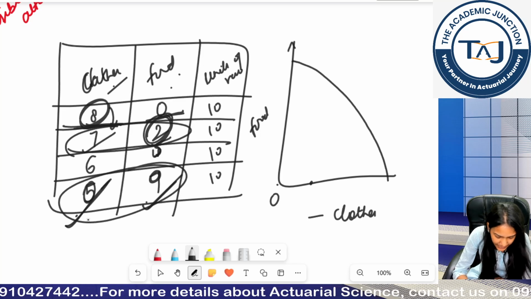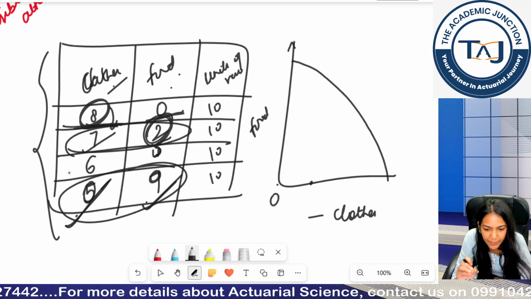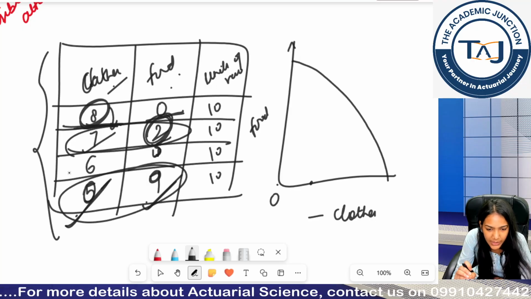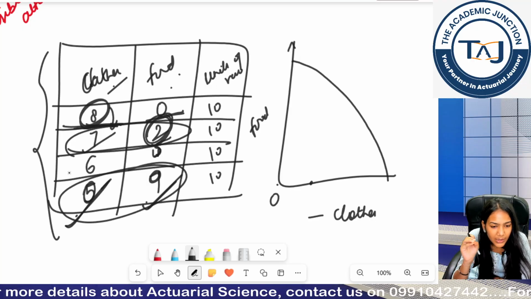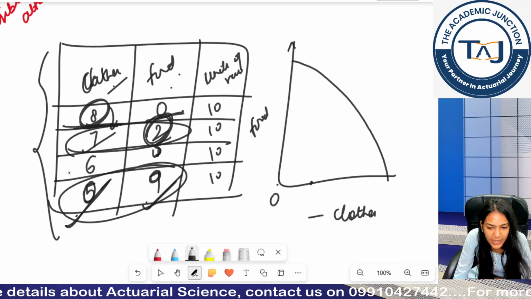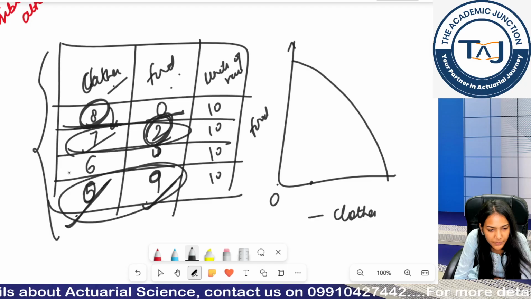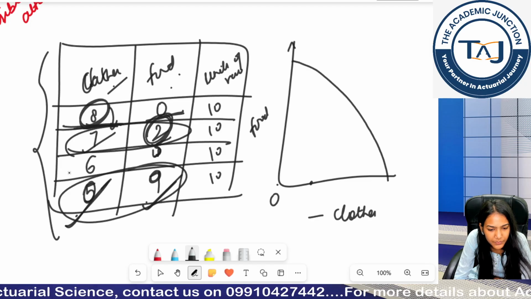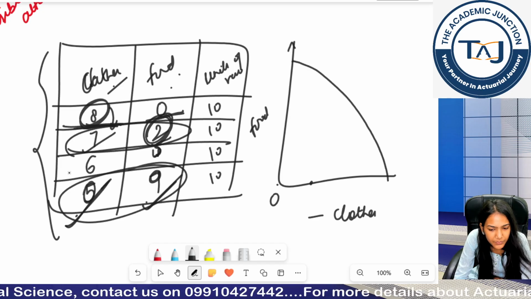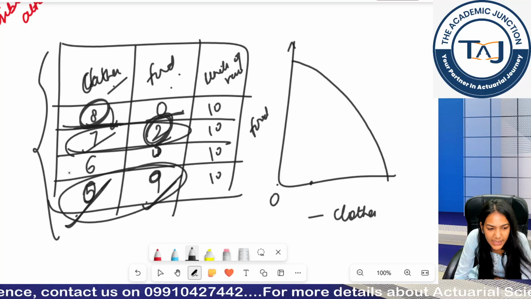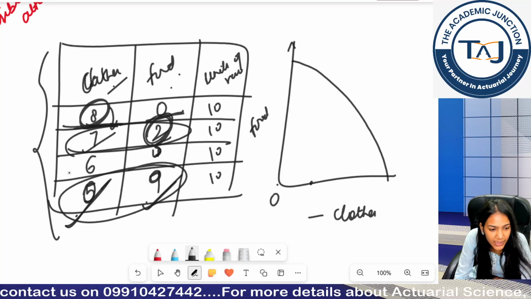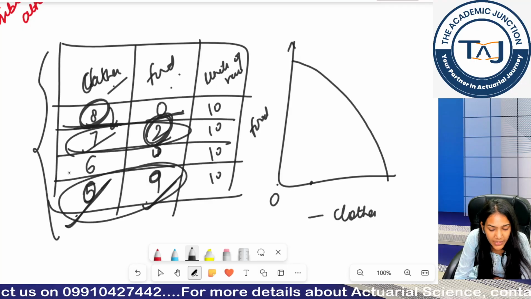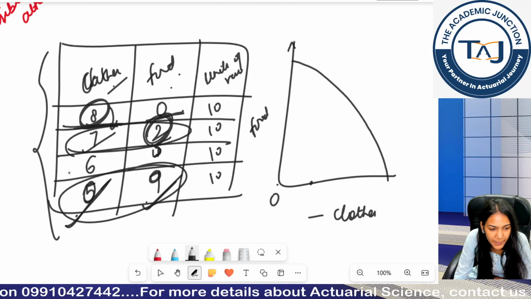Is the PPC clear? This is just an example of a table. You can take other values and plot those values. Is this clear till now? Give me a yes in the chat room. Online students, please give me a yes in the chat room so that I know you have understood till now, and then we can move forward to the properties of the PPC.